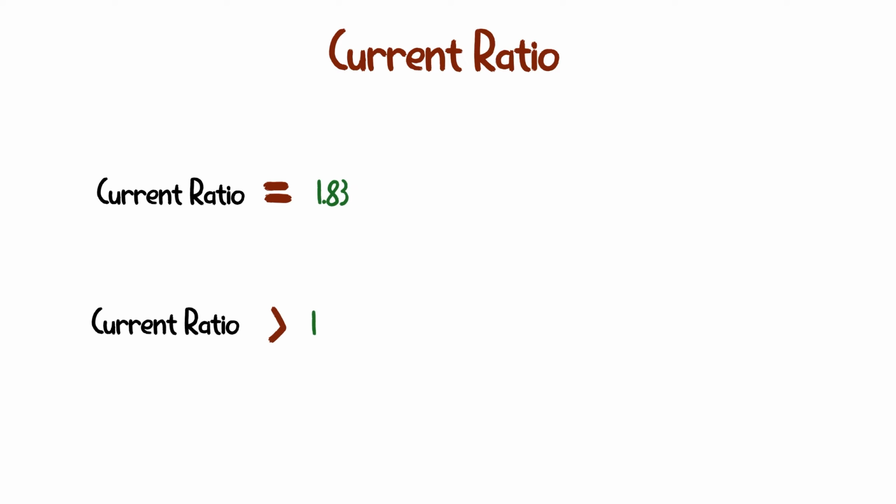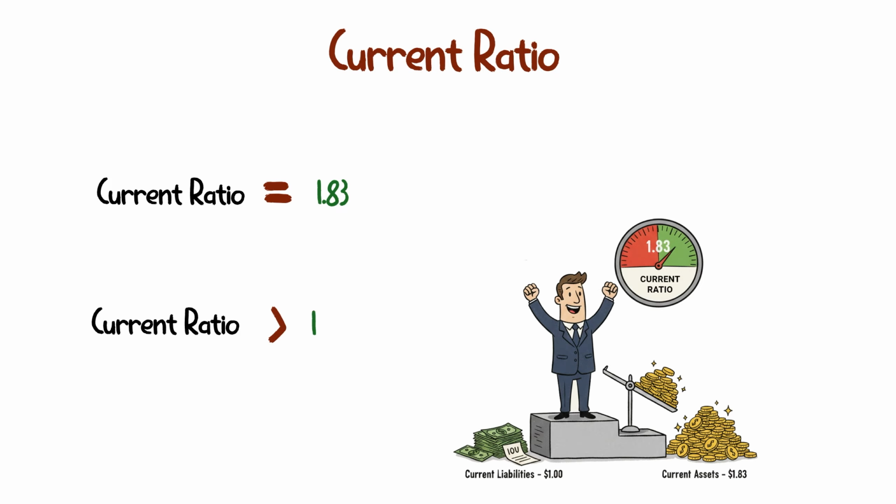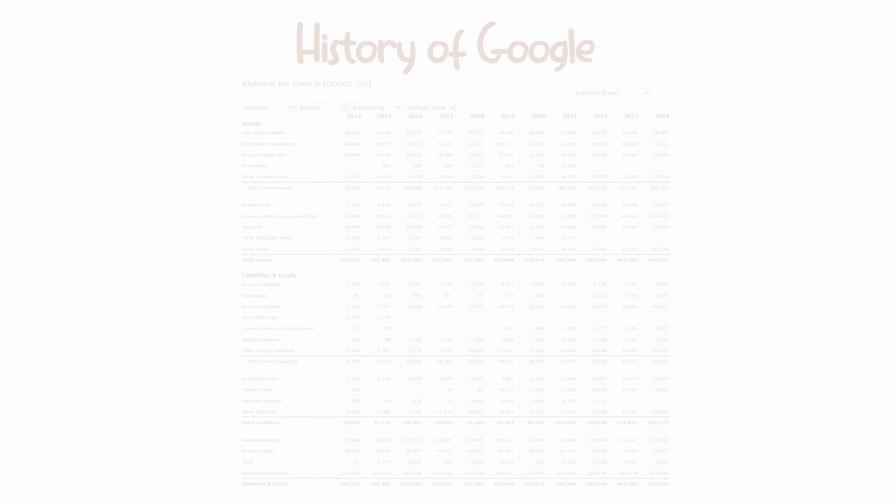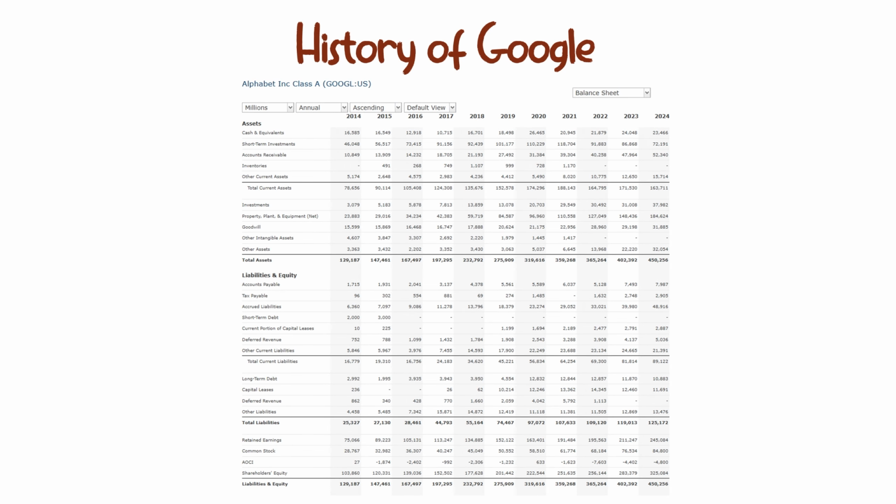What does this mean? A current ratio of 1 or greater is generally ideal, showing the company has enough quick assets to cover its next year of bills. So we can answer the essential question: can the company pay its bills? This 1.83 ratio indicates a highly conservative and liquid financial strategy. For every dollar of short-term bills due in the next year, Google has $1.83 in quick cash assets to cover them.